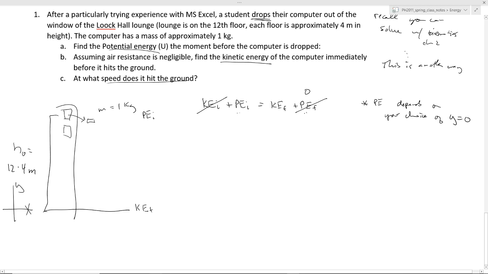So for part A, the potential energy initial will just be mgh. So it'll be 1 kilogram times 9.8 times our 48 meters. So this will be 470 joules. And then for part B, we know that this potential energy initial is going to equal the kinetic energy final. So in other words, the kinetic energy final is going to have to equal 470 joules as well.